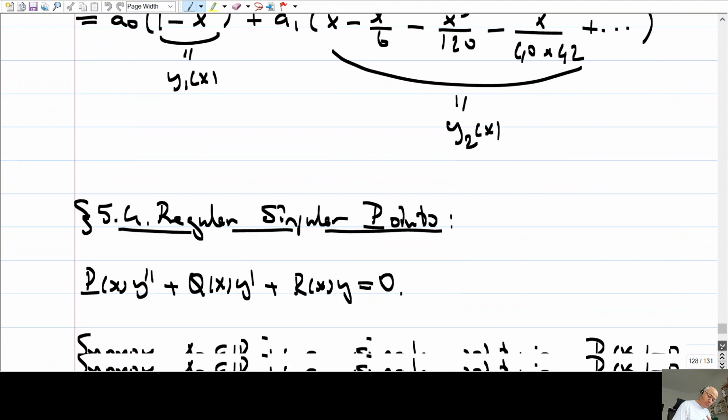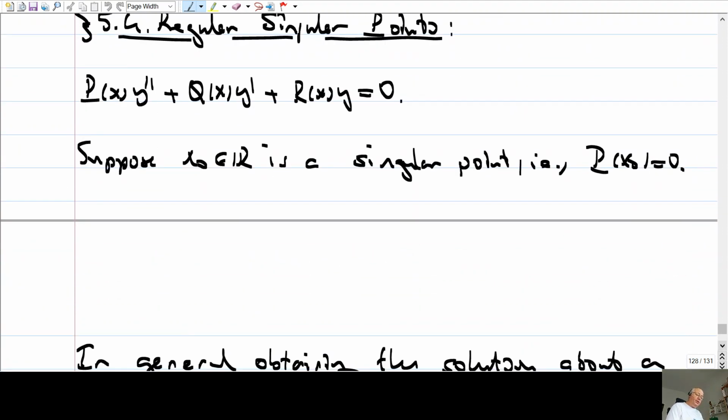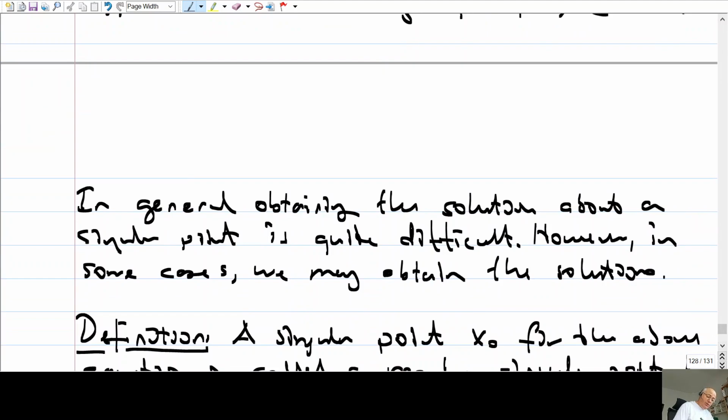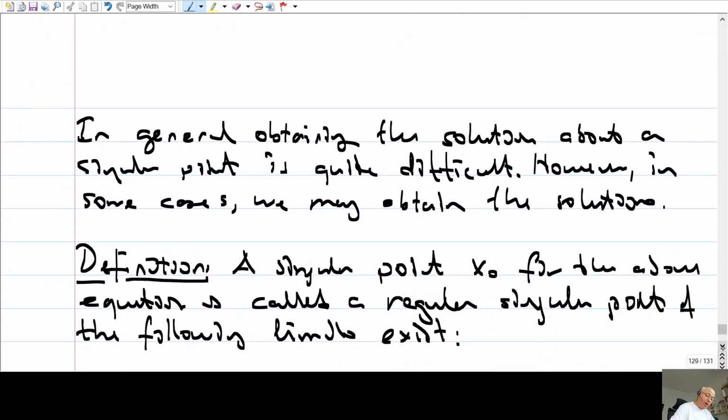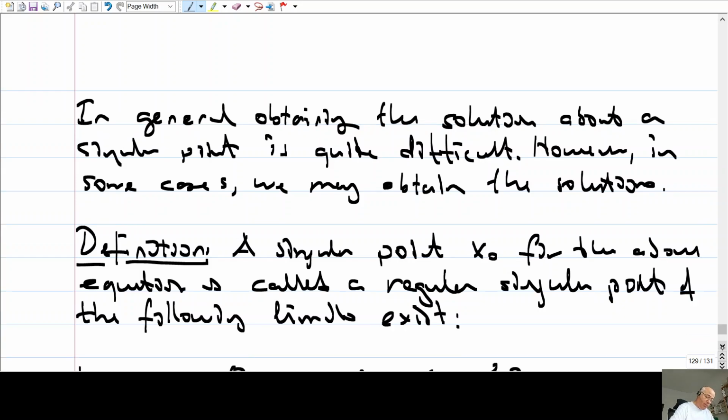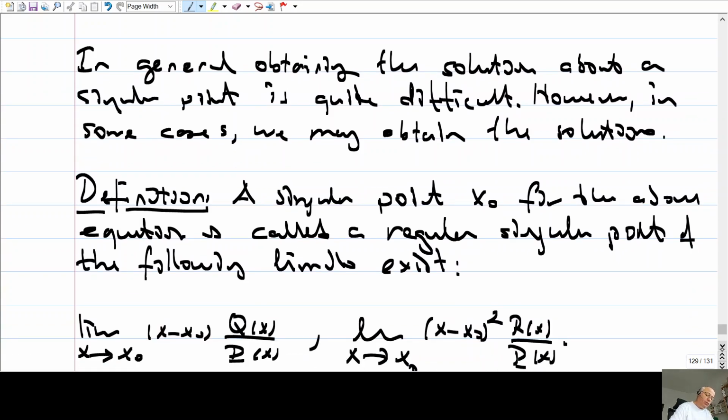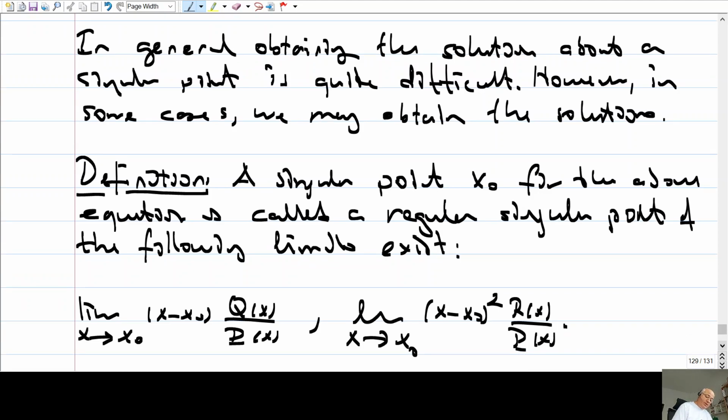start from so-called regular singular points. So remember, a point is called ordinary if p(x) is not equal to 0 at that point, and it is called singular if p(x0) is 0. In general, solutions about a singular point might be quite difficult to obtain, to write down. However, there's a special case, so-called regular singular point.